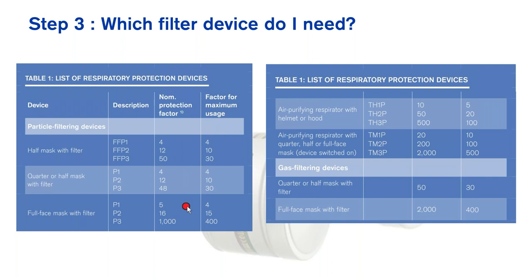This is what we call a conservative factor for maximum usage. That means we will usually use this to do a calculation based on the conservative part. You can see it really matters when you talk about full face masks with filters, where the factor drops off significantly compared to the normal protection factor, because these are fixed table values that come from EN 529. This is based on the conservative factors that we will use for our calculation to ensure we are well protected. So for calculation, we will always use the factor for maximum usage.